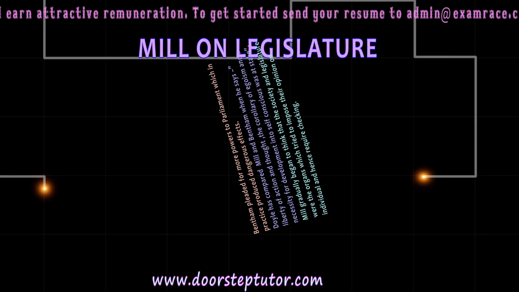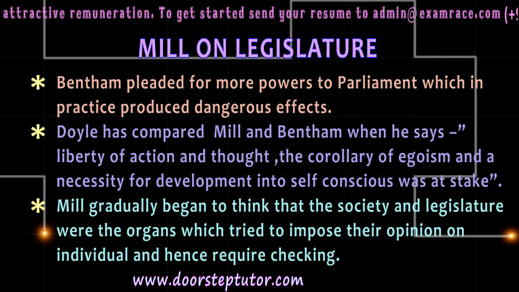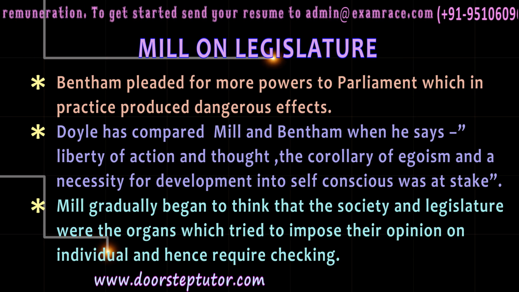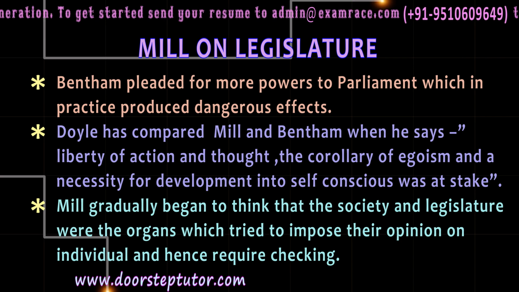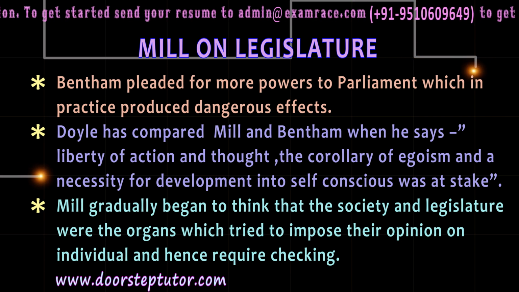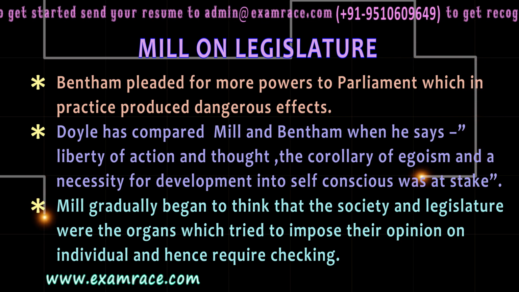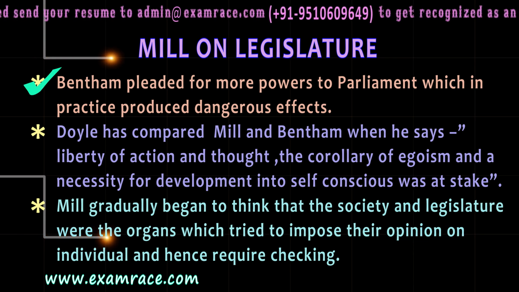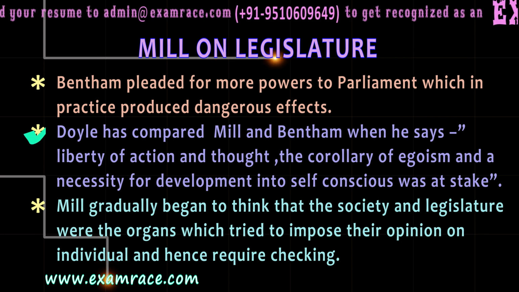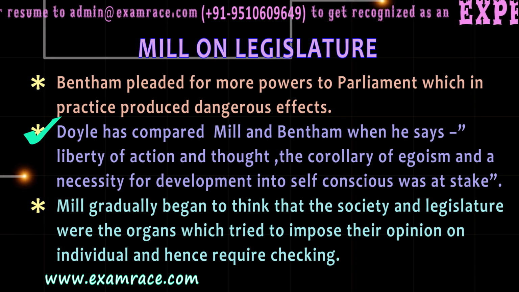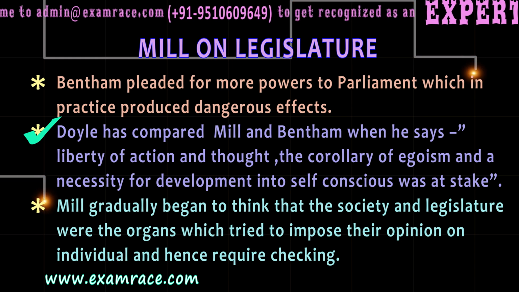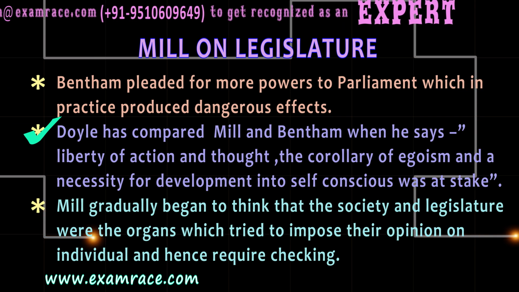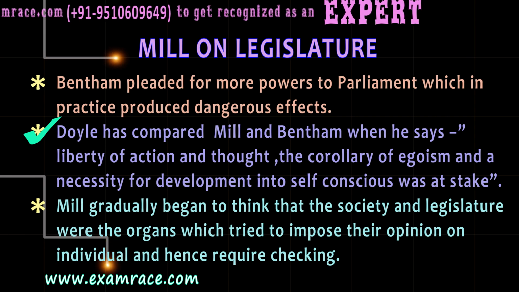As we have seen in part 1 of the utilitarian philosophy, these are the principles of legislation suggested by Bentham. Here we will see how Mill projected his view on legislature. Bentham pleaded for more powers to parliament, which in practice produced dangerous effects. Doyle has compared Mill and Bentham when he says liberty of action and thought, the corollary of egoism and a necessity for development into self-conscious, was at stake.